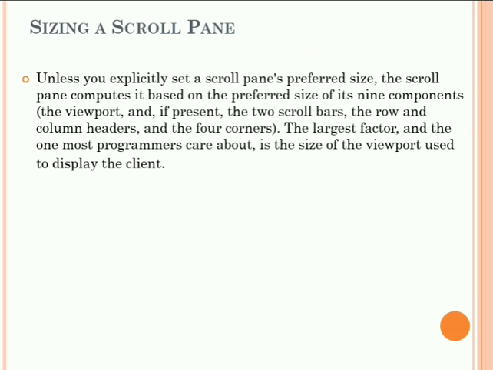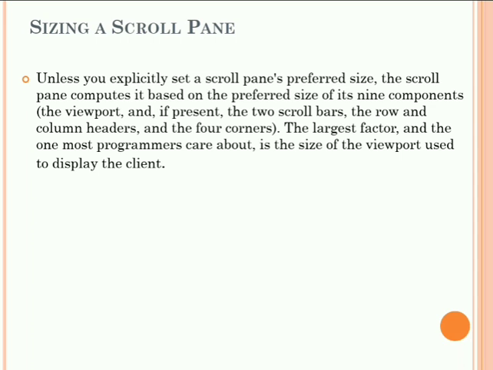Now let us see sizing a scroll pane. We can change the size of that particular scroll pane. How we can do that, let us see. Unless you explicitly set a scroll pane's preferred size, the scroll pane computes it based on the preferred size of its nine components, whatever the nine components we have seen before. If we are not giving a size, then by default the size depends on the nine components: the viewport, and if present, the two scroll bars, the row and the column headers, and the four corners. These are the parts that can be present by default.